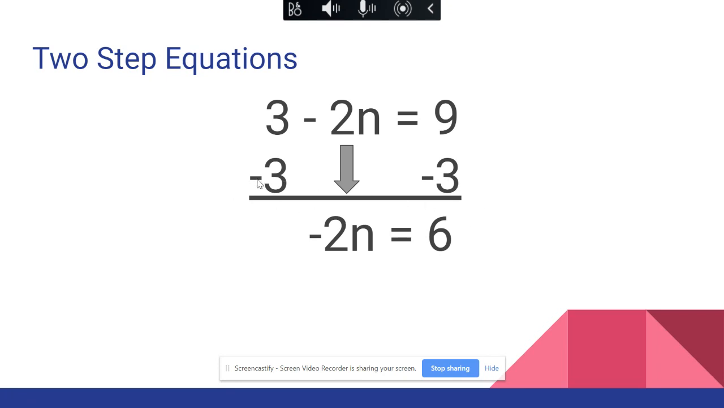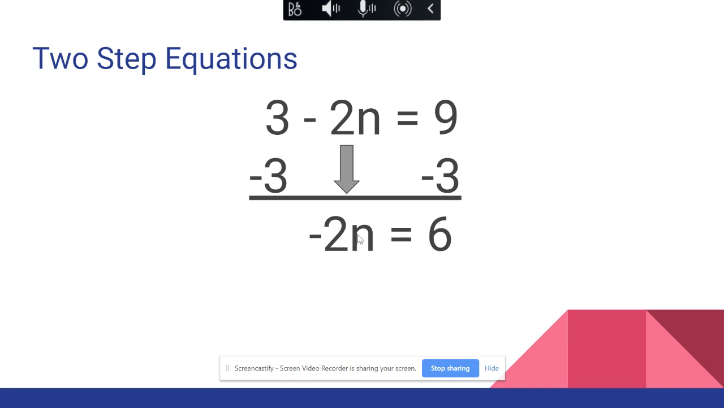Right? So remember, negative 3 is going to be just like subtracting 3. 3 minus 3 is a 0, so it cancels. I have to bring down this sign in the middle with my variable, the minus 2n. So my minus became a negative. Bring down my equal sign, and 9 minus 3 gives me 6.